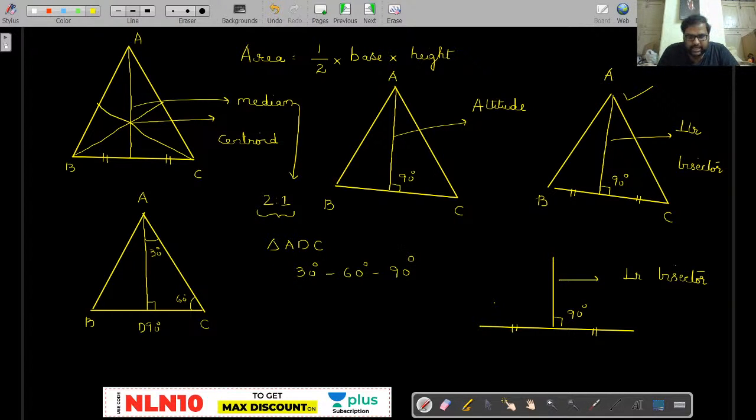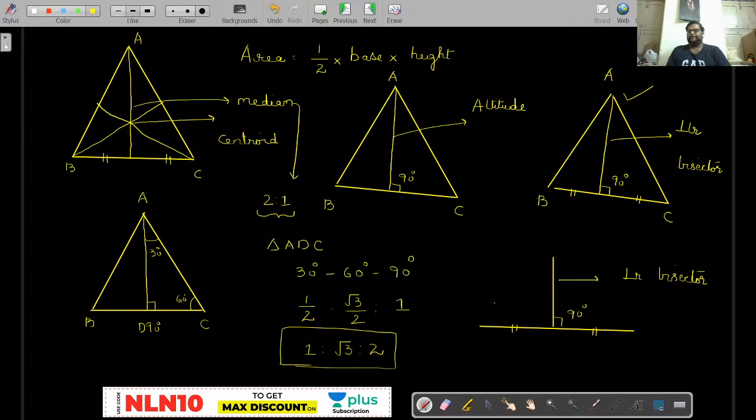Now observe here, sine 30 value will be how much? Anybody? This is 1 by 2. Sine 60 value will be root 3 by 2. Sine 90 value will be 1. So the sides will be in the ratio of 1:root 3:2 for a 30, 60, 90 degrees triangle. Now this is the property that you have to know.